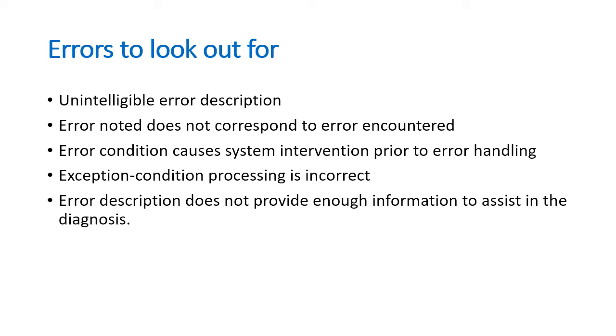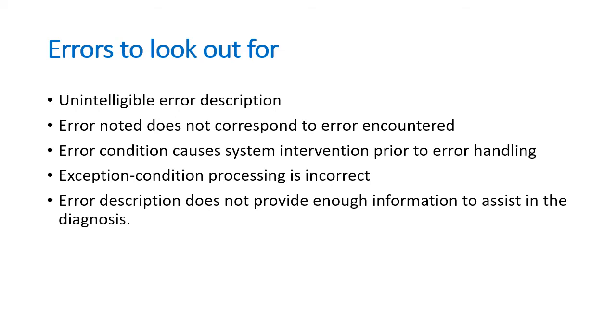What are the errors to look out for apart from the obvious error? The first one is what we call the unintelligible error description. Second, there are the errors that were encountered in the procedure, but they do not correspond to the errors that were noted, and this needs to be documented very well. Third, the error condition that causes a system intervention prior to error handling itself. Number 4, exception condition processing which is incorrect. And finally, the error description that does not provide enough information to assist in the diagnosis to find the cause of any error.